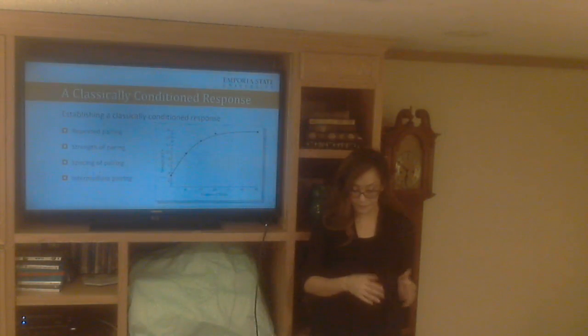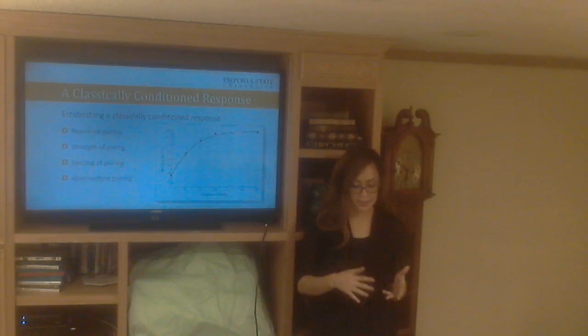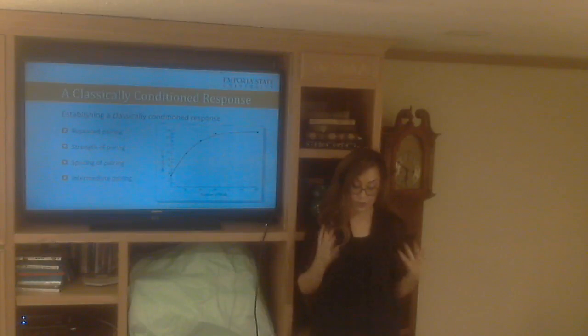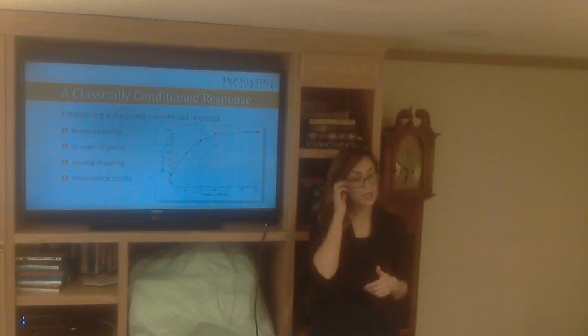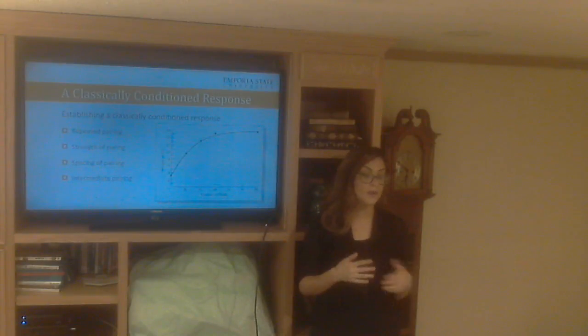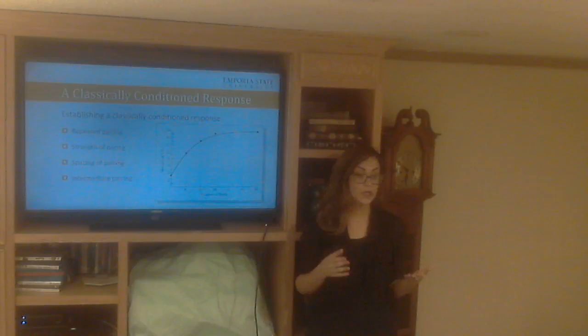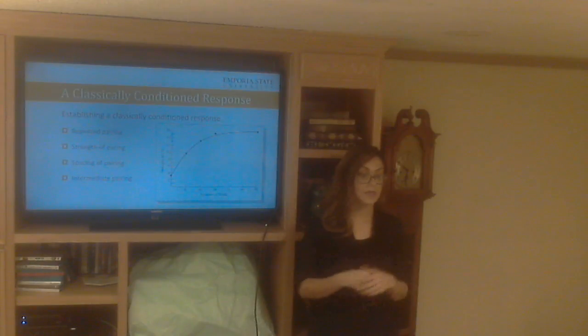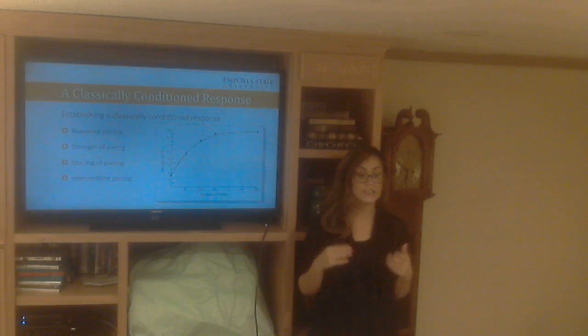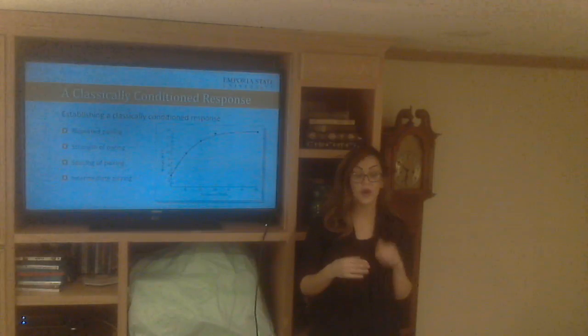So, establishing a classically conditioned response takes repeated pairing, strength of pairing, and also depends on the spacing of pairing. Repeated pairing of an unconditioned stimulus and a cue before an unconditioned response eventually produces a conditioned response, and it is needed every time to get the response that you're looking for. The likelihood or the strength of the conditioned response increases each time these two stimuli are paired.